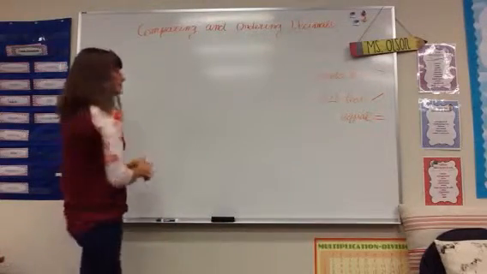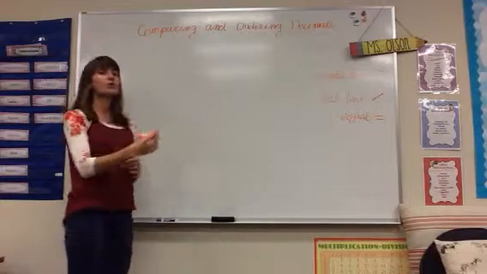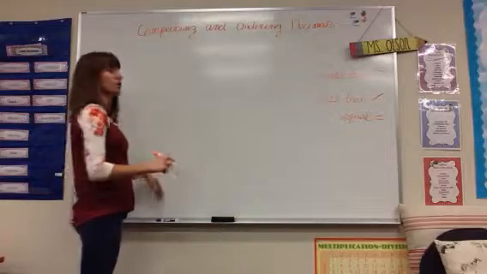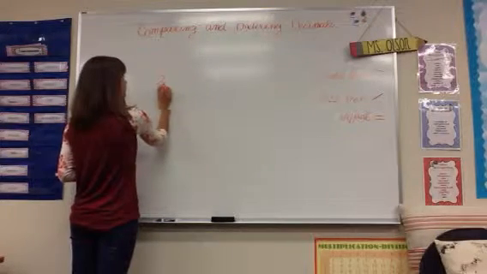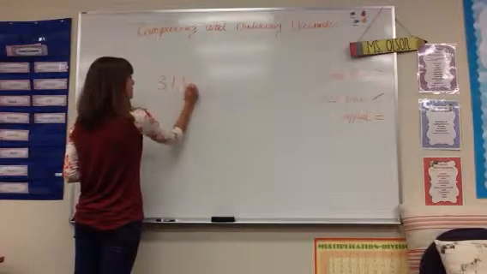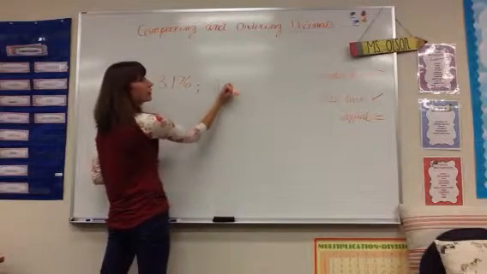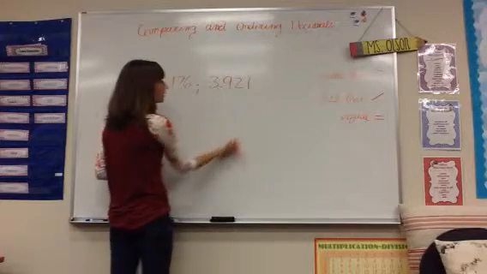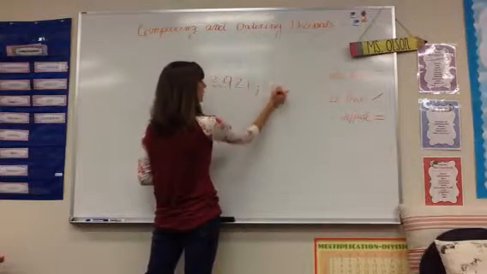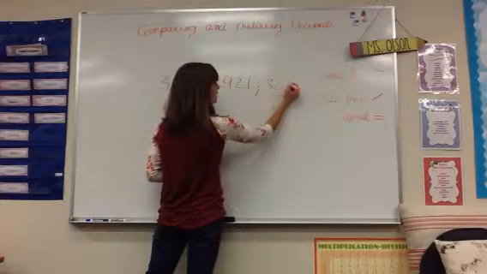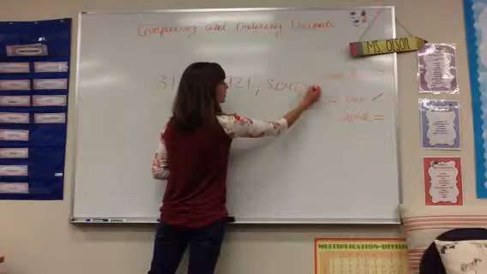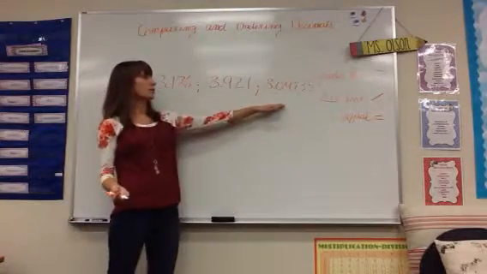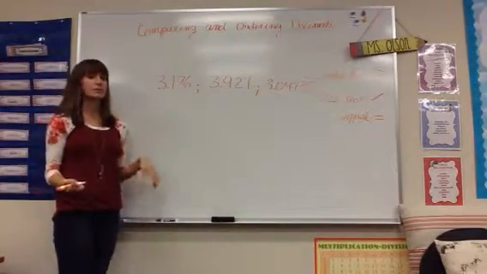Here's a set of numbers. You're going to put these in order from least to greatest. So you can copy them down and then put them in order as I go along. Let's do 3.176; 3.921; 3.09735. Take a moment and write all of those numbers down. You can pause it if you need to.